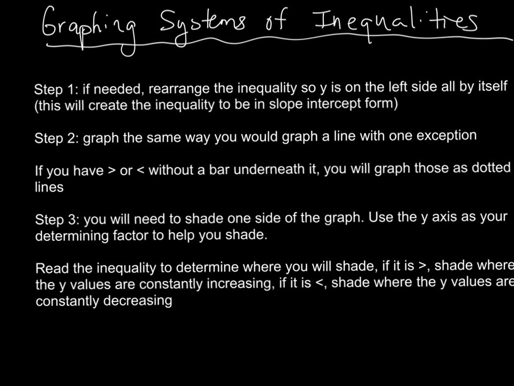Step 2, graph the same way you would graph a line, with one exception. If you have greater than or less than without a bar underneath, you will graph those as dotted lines. Step 3, you will need to shade one side of the graph. Use the y-axis as your determining factor to help you shade, or use a test point if that is something you want to do. Read the inequality to determine where you will shade. If it is greater than, shade where the y values are increasing. If it is less than, shade where the y values are decreasing.